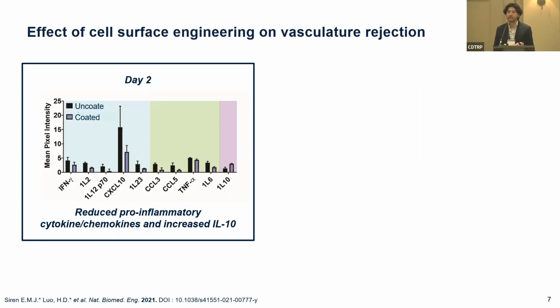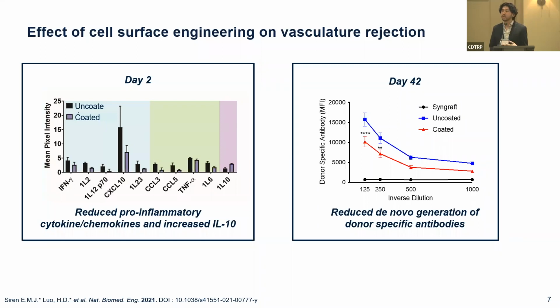But looking at day 42, we saw a lowering of de novo generation of donor-specific antibodies. And this is really interesting because, like I mentioned before, it's a transient coating. Theoretically, it should all be gone and out of the body within the first week. But we are seeing effects long-term. So that's very exciting for us, and it's one avenue we are going to look into more deeply: the mechanism of how this polymer and sialic acid affect a short-term physical effect, but then a long-term response in the body.